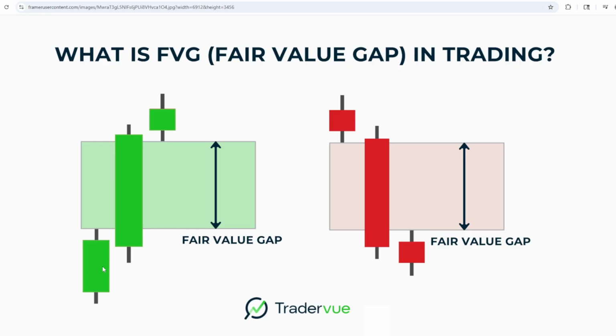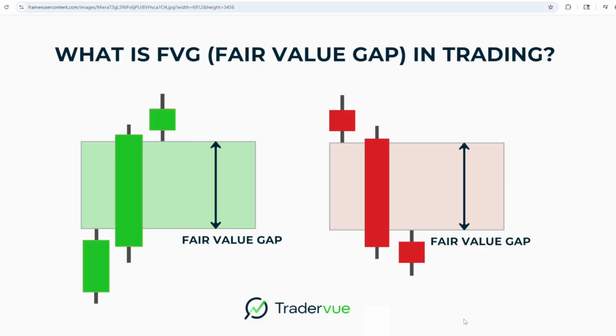It's a 3-candlestick combination. In the bullish variety, you have a green candle, then another big green candle, and a third one. But the difference is there's no overlap between the low of the third candle and the high of the first candle. You see here visually in the imagery, there's a fair value gap. With the bearish version, you have the first bear candle. Here's the low. There's a big move in between, and on the third candle, the high of that third candle never crosses over the low of the first candle.